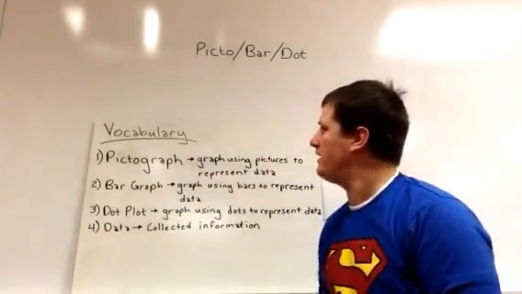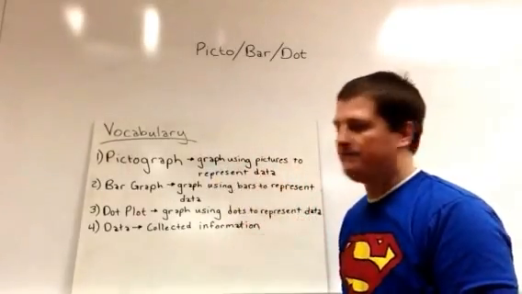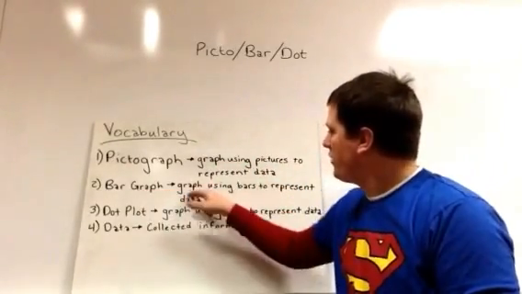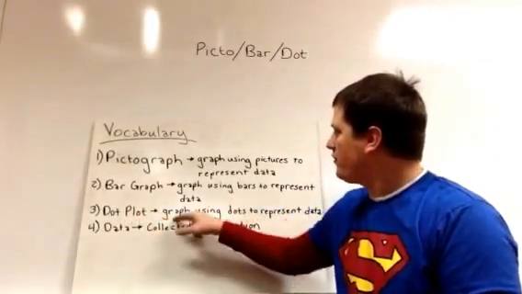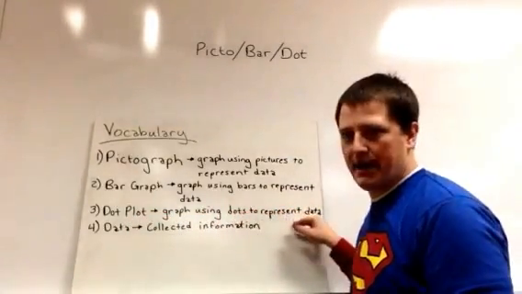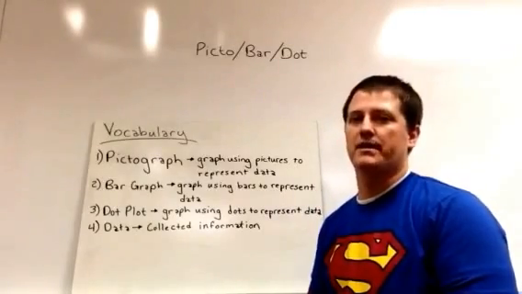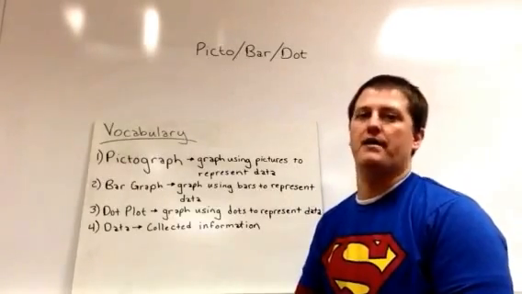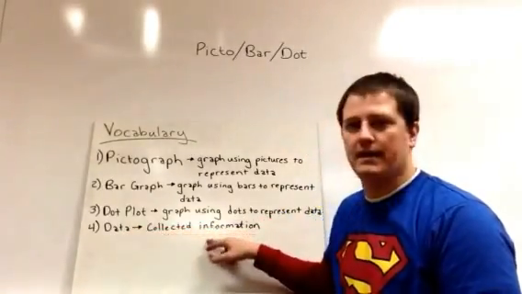Vocabulary for this lesson is a pictograph, a graph using pictures to represent data. Bar graph, a graph using bars to represent data. And a dot plot, a graph using dots to represent data. In essence, they're all three the same thing, just using a little bit different medium to display our data. Lastly is data, our collected information.